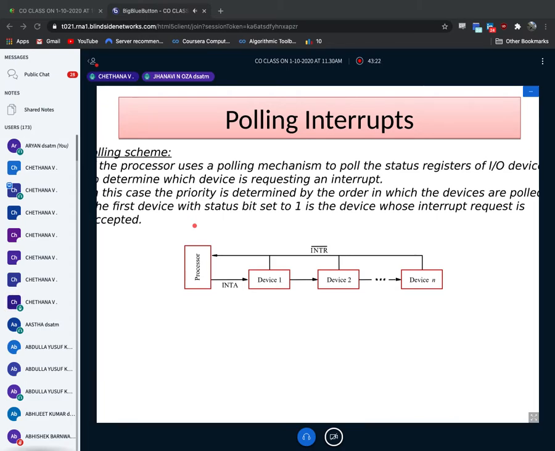Yes, Janavi, mute it please. Mute it please. Janavi, mute it.